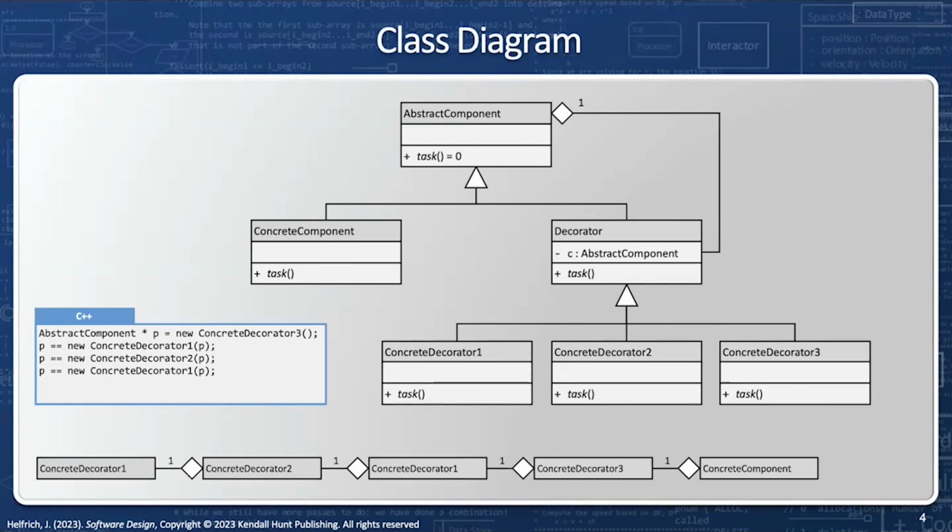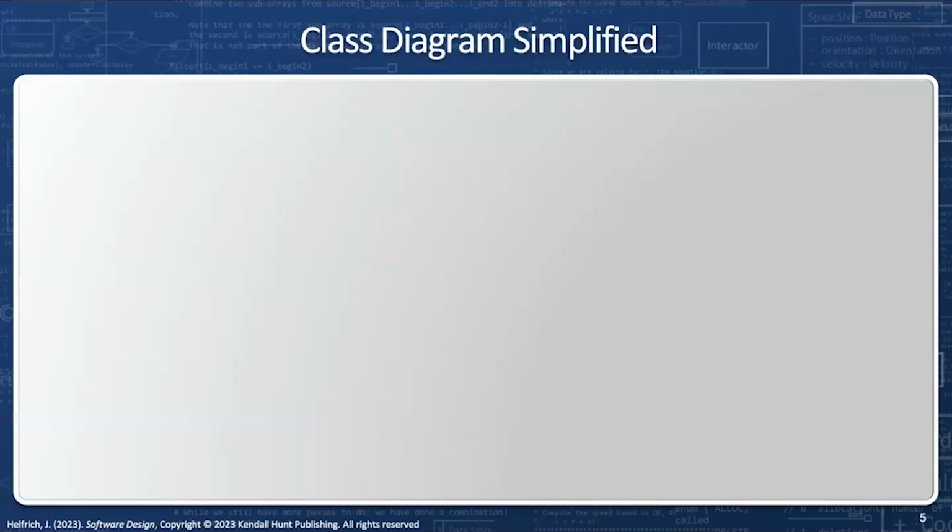Now I have a linked list of different tasks I want to perform. 1, 2, 1, and 3. Notice how 1 is executed more than once, and I can include these in any order and in any number of times. So when I execute task, it's going to first execute the task of decorator 1, then of decorator 2, then of decorator 1, then of decorator 3, and when it finally gets to the concrete component, then it'll end the linked list.